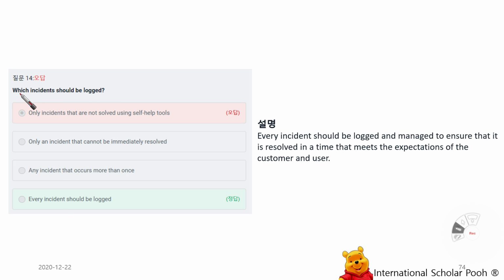Which incident should be logged? Every incident should be logged. Every incident should be logged and managed to ensure that it is resolved in a time that meets the expectations of the customer and user.